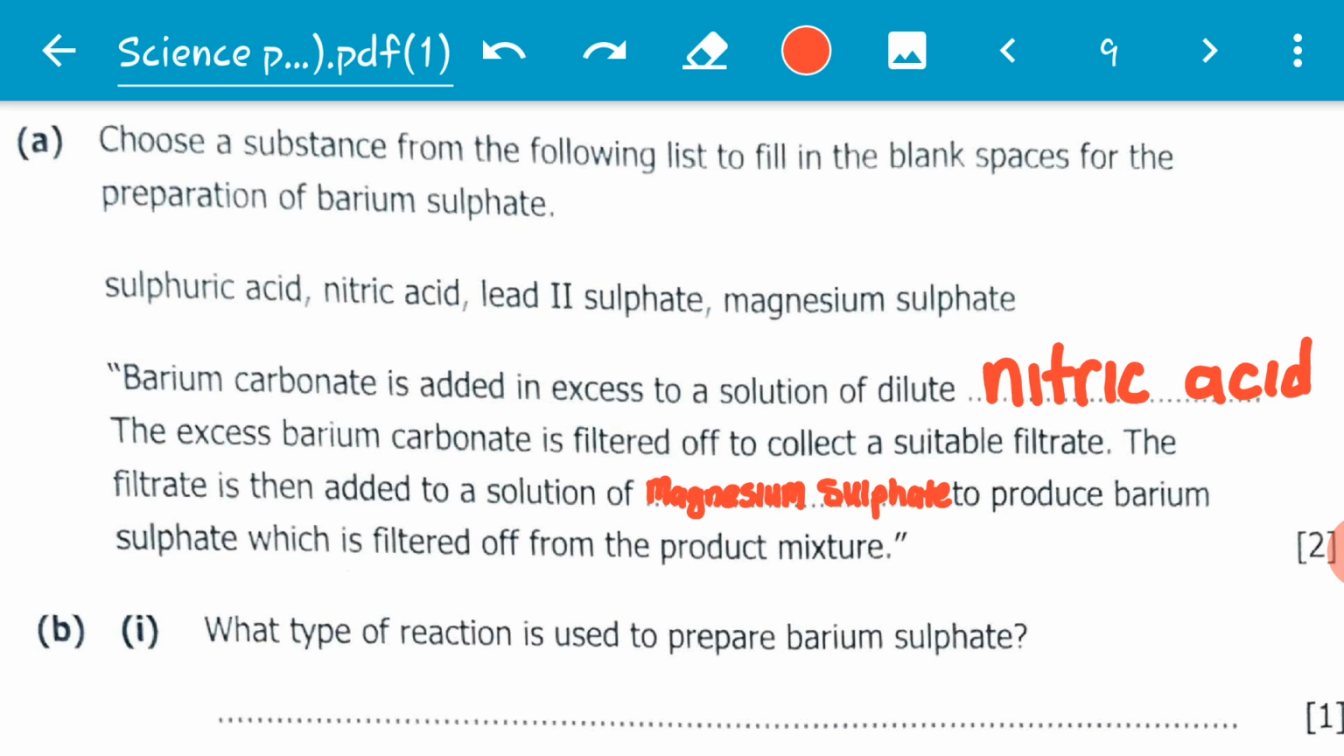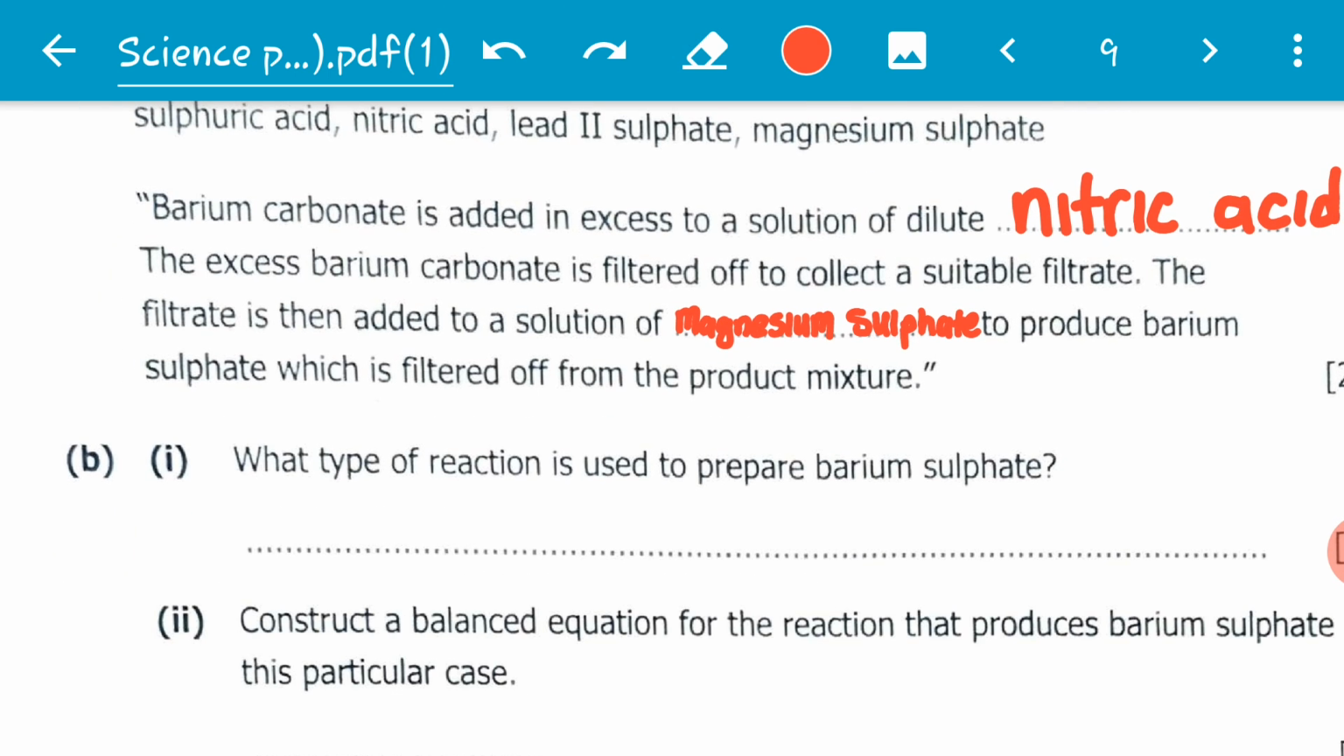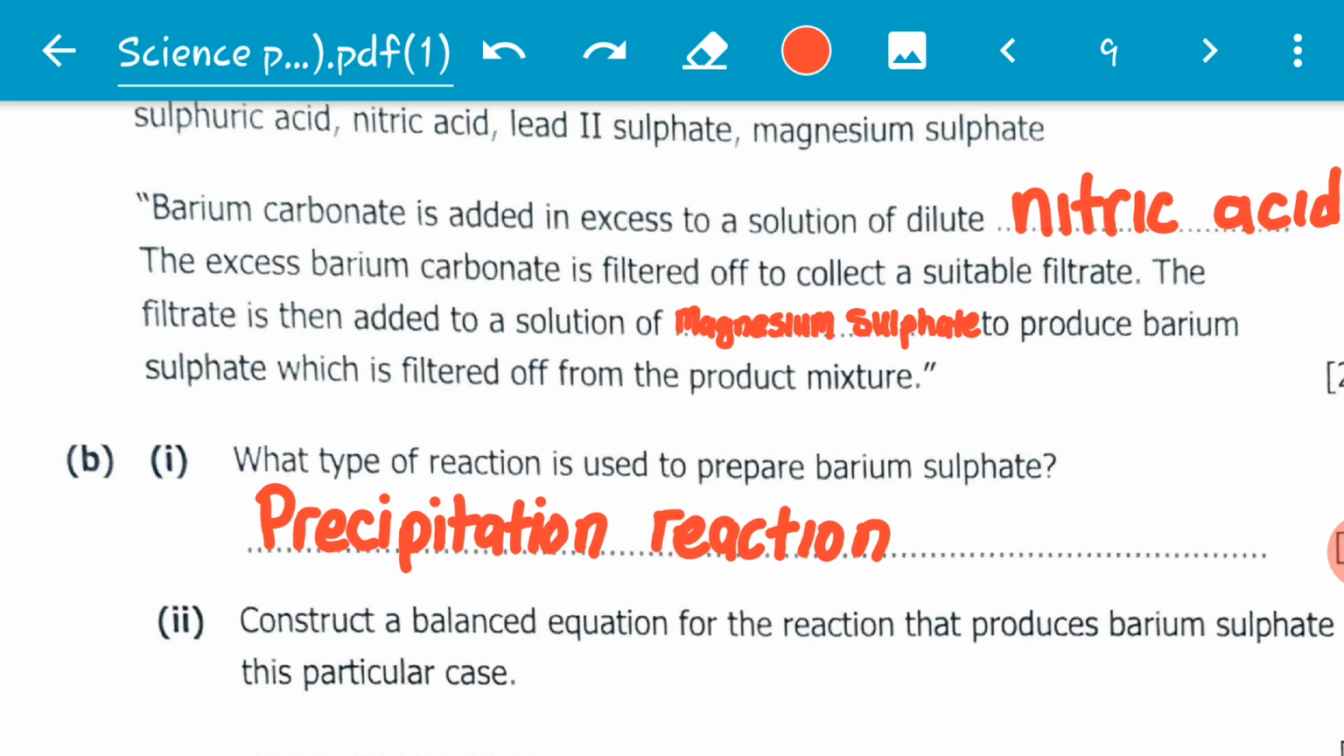Let us go to B1. B1 reads, what type of reaction is used to prepare barium sulfate? There is only one type of reaction that is used to prepare an insoluble salt, and that is the precipitation reaction. So this is a precipitation reaction.